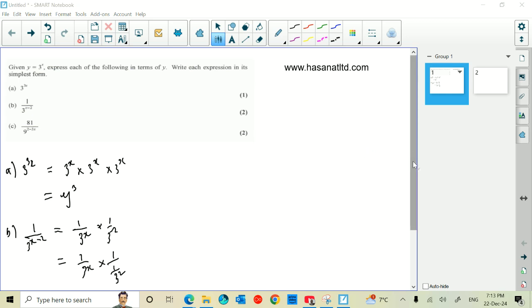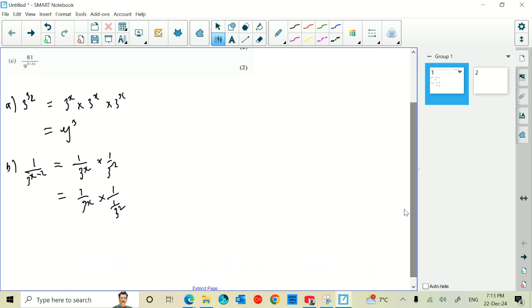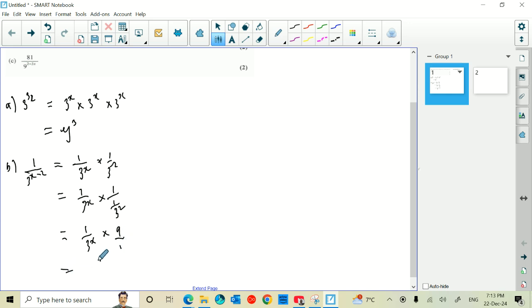And if I just scroll down, that will give me 1 over 3 to the power of x, and then of course this is 1 over 9, but flip it, that becomes 9 over 1. So the answer is of course 9 over 3 to the x, or should I say 9 over y, since y can be written as 3 to the x.